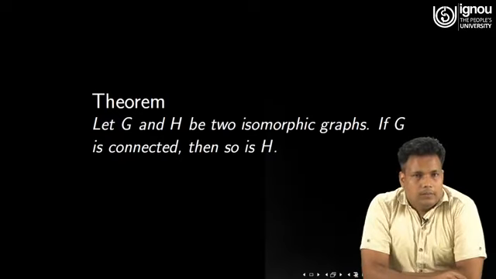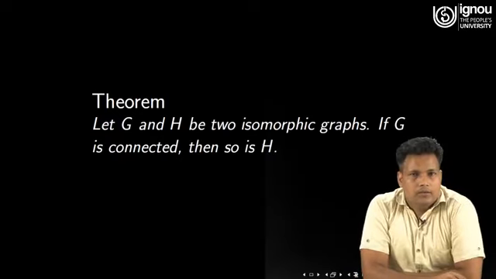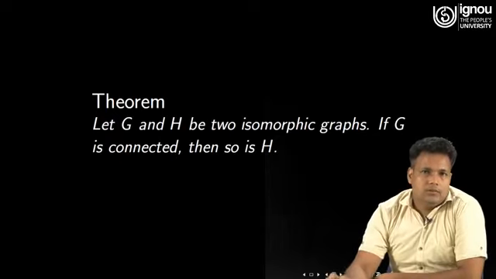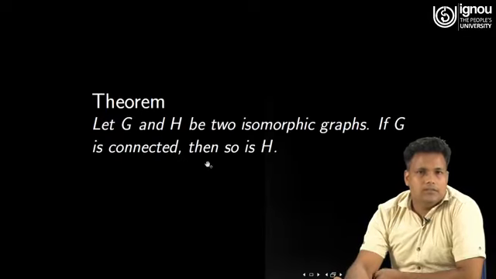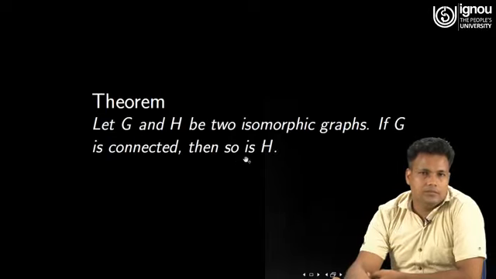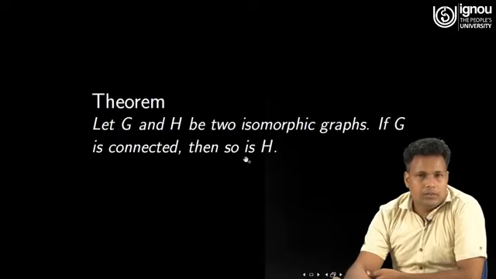Let's look at an important result in this regard. Let G and H be 2 isomorphic graphs. If G is connected, then so is H. That is, if G is connected, then H is also connected. We can prove it. We just give you an idea how to prove it.